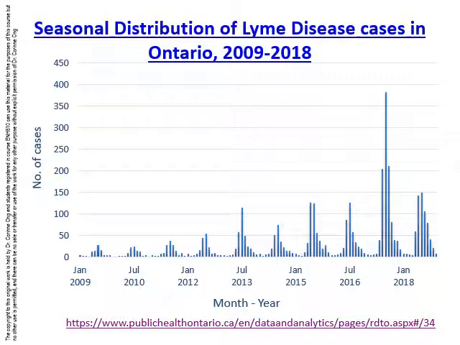This is a graphical representation of data that was downloaded from the Public Health Ontario website, showing the seasonal summer peaks of Lyme disease over the past decade. You can see how the numbers are at baseline levels in January and then rise to the highest level in July every year.